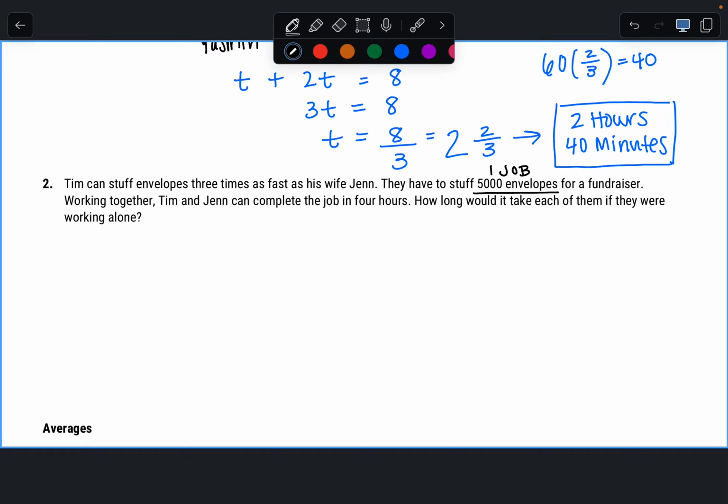Now, for a fundraiser, working together, Tim and Jen can complete the job in 4 hours. So this problem is set up a little bit differently. How long will it take each of them if they were working alone?